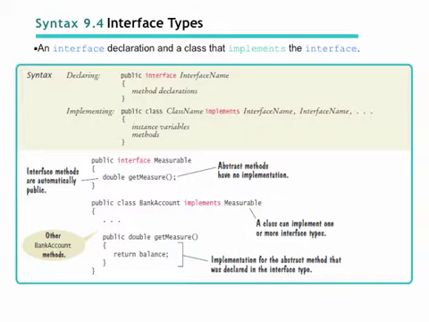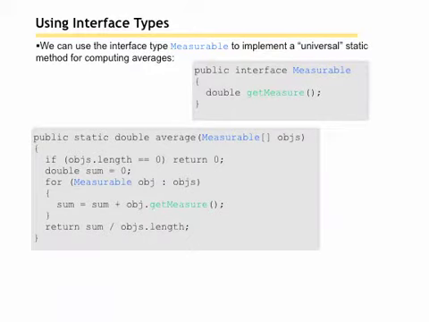When we're talking about SavingsAccount, we had some debate about this in class, and I don't have an answer, but I think it's worth debating. Do we include the interest rate? Do we not include the interest rate? How do we measure a savings account? Implementing the Measurable interface just assures that we have some way to measure that object. So we can use the interface type Measurable to implement a, quote, universal static method for computing averages.